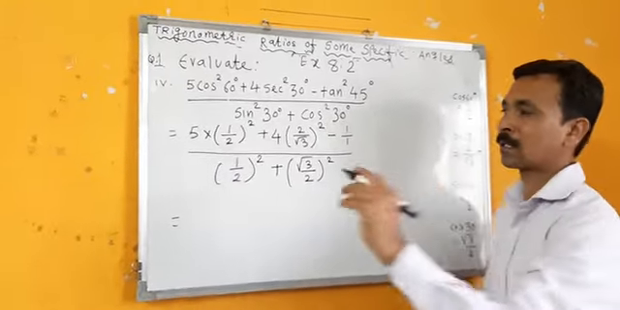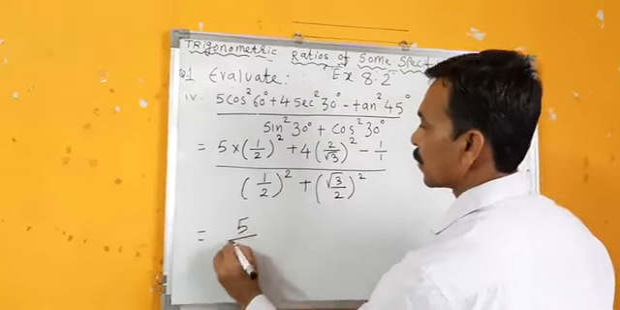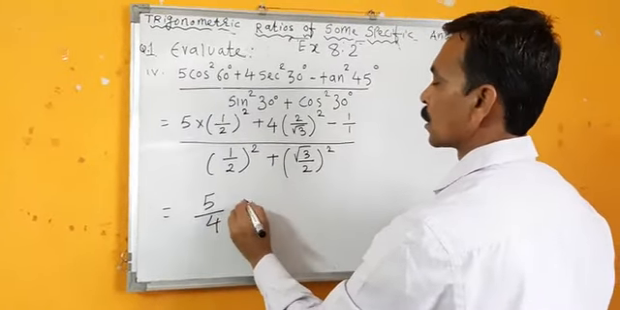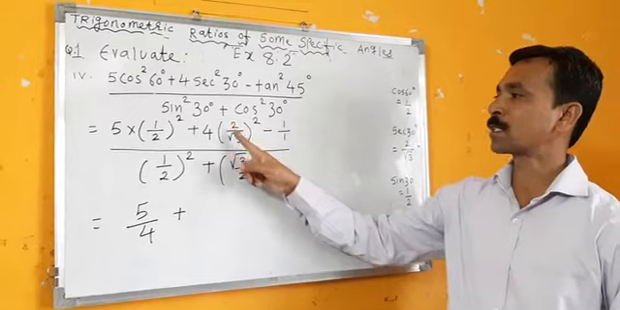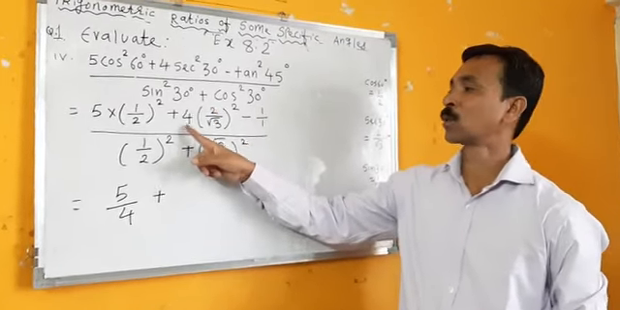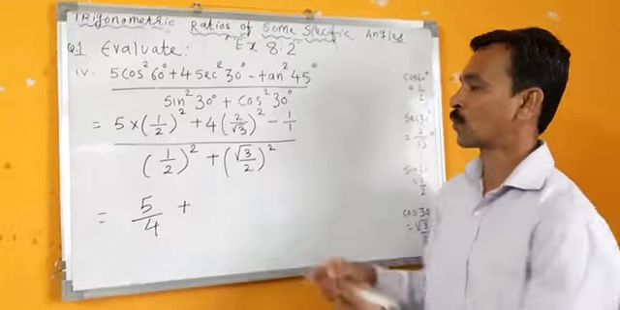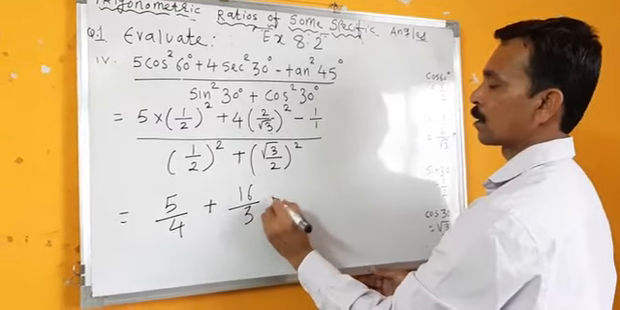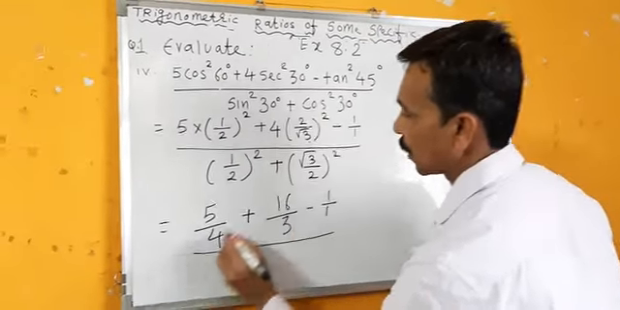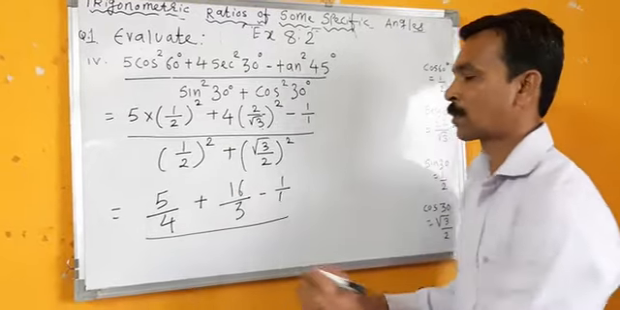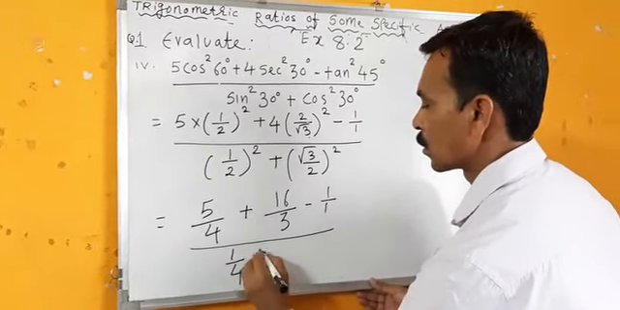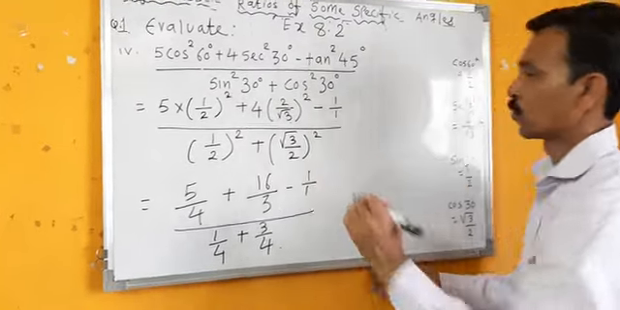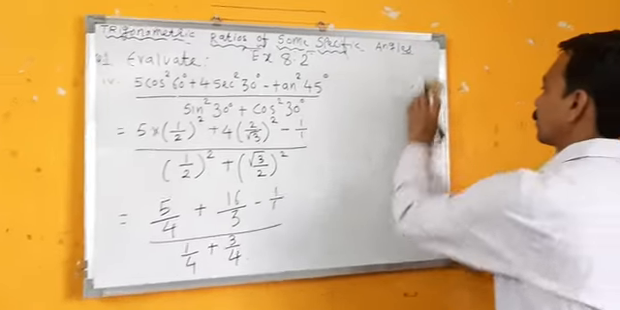1 square is 1. 1 into 5 is 5, because 1 and 5 both are in the numerator. 2 square is 4, plus. Now I will take the square of 2 by root 3 and then multiply by 4. 2 square is 4, 4 4s are 16, upon root 3 square, which is 3, minus 1 by 2 whole square, which is 1 by 4, plus root 3 by 2 square, which is 3 upon 4.